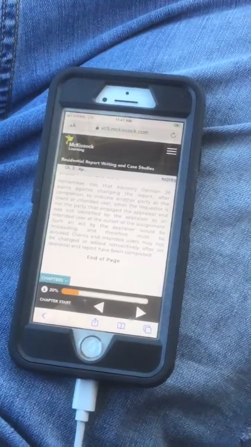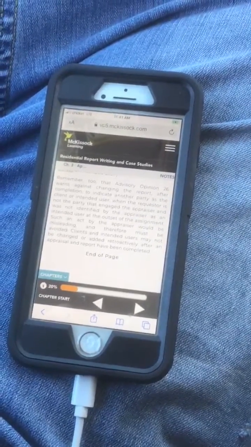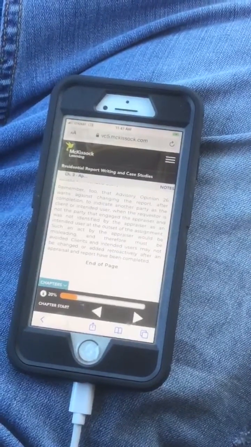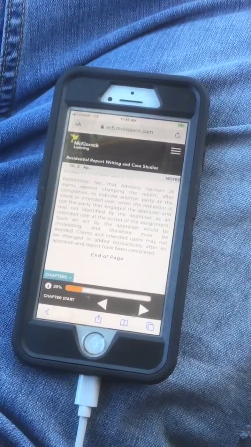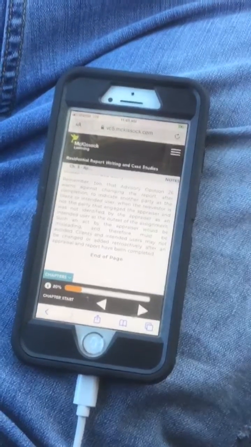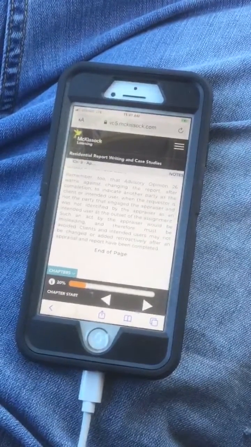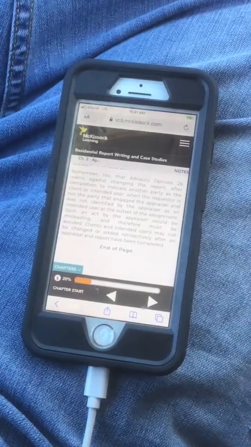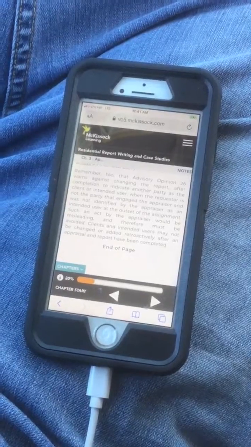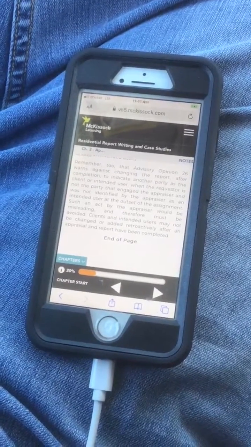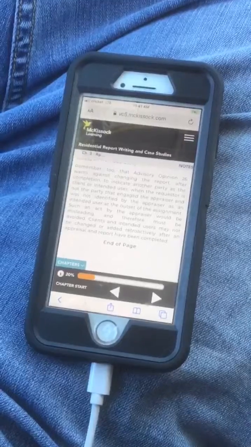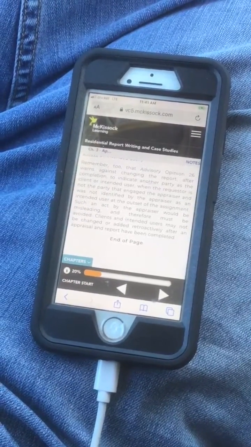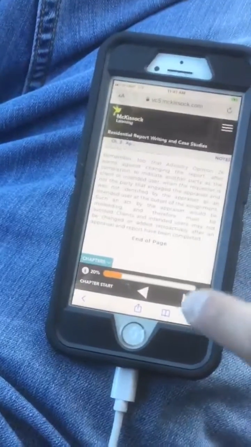Remember, too, that Advisory Opinion 26 warns against changing the report after completion to indicate another party as the client or intended user when the requestor is not the party that engaged the appraiser and was not identified by the appraiser as an intended user at the outset of the assignment. Such an act by the appraiser would be misleading and therefore must be avoided. Clients and intended users may not be changed or added retroactively after an appraisal and report have been completed. End of page.